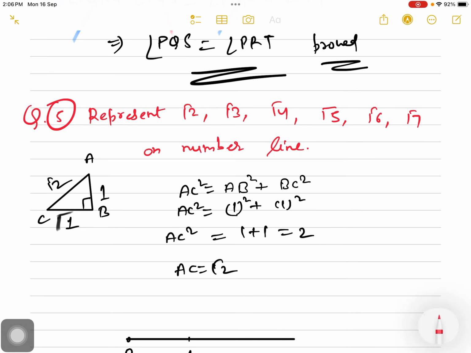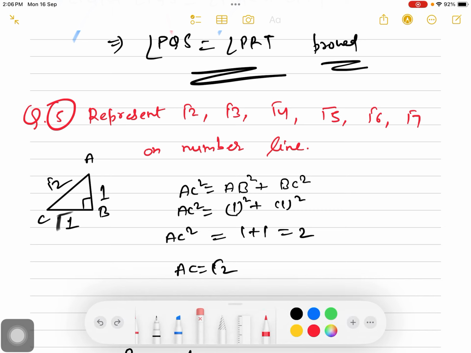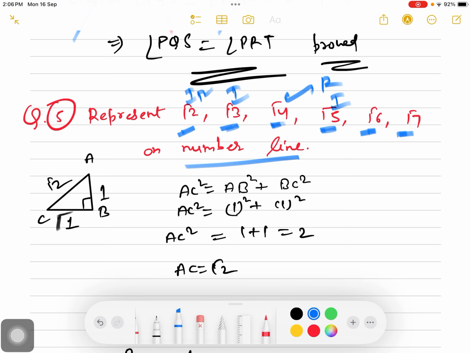Next question they are telling, represent root 2, root 3, root 4, root 5, root 6, root 7, etc. on the number line. So how to represent them? Some are irrational and some rational. Suppose this is rational, but this is irrational, this is also irrational, this is irrational. So how to represent this kind of irrational number on the number line?